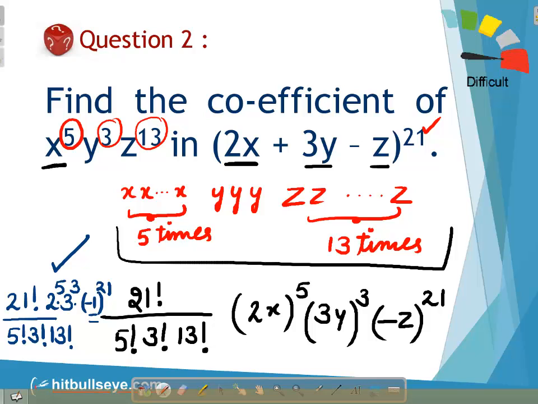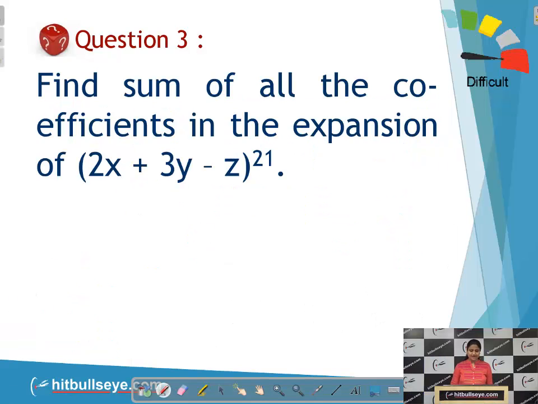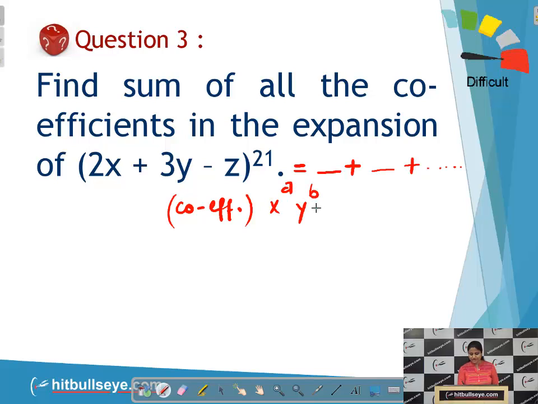Let us move to the next question. Again, there is one more question on trinomial. Find the sum of all the coefficients in the expansion of 2x plus 3y minus z whole raised to power 21. If we expand this, we will get a huge expansion with many terms, and every term consists of a coefficient into some x raised to power a, some y raised to power b, some z raised to power c.